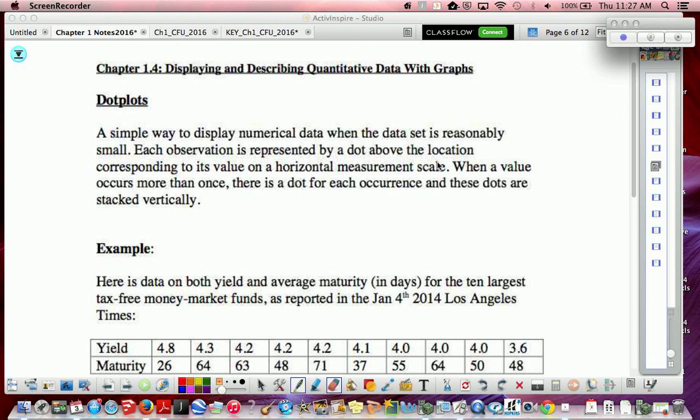There we go. Chapter 1.4, now we're getting into quantitative data. Everything we've done in the past 2 days dealt with categorical data, putting you into a grouping. You're doing bar graphs or pie charts or side-by-side bar graphs or even the segmented bar graphs. Today we're now going to get into quantitative data. So we're going to deal with numbers. Now you won't necessarily need a calculator today, but you're going to need a calculator soon.